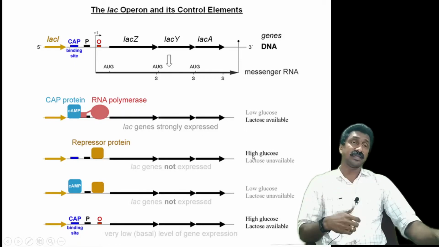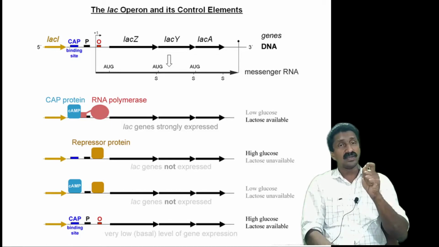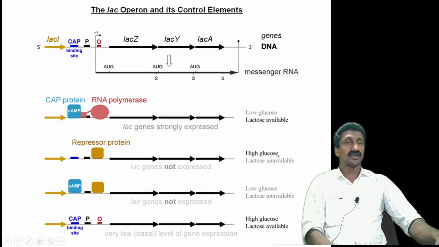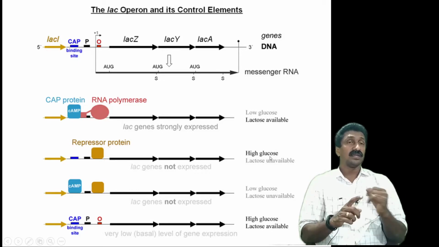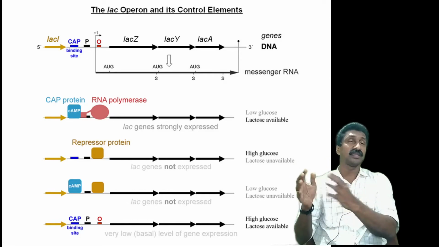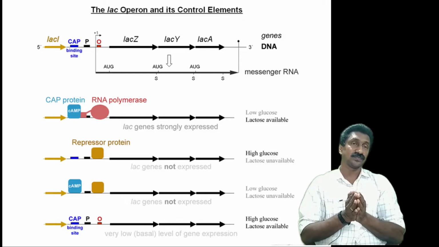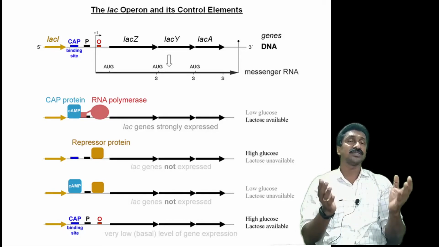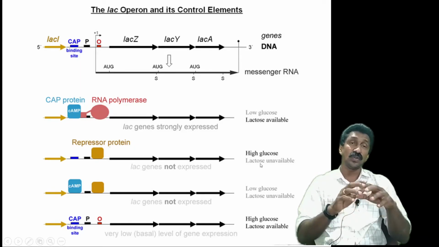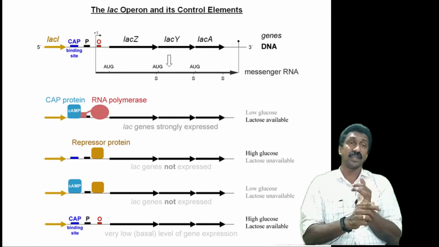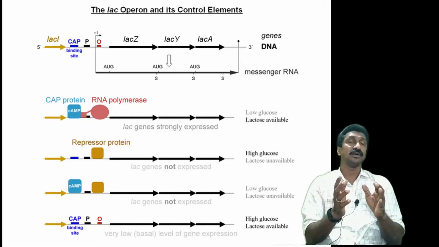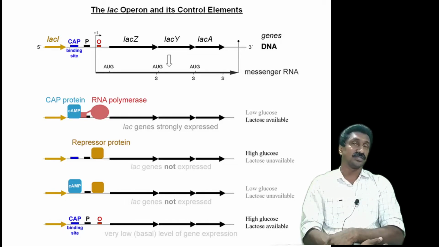Now take another case where there is high glucose present and lactose unavailable. In the presence of a high amount of glucose, there is no further need for degrading lactose or breaking down lactose to produce glucose. It is an unnecessary wastage of energy. Also, in the second condition, you may note that there is no lactose present at all. So in the absence of lactose and in the presence of a high amount of glucose, there is no reason for production of the concerned structural genes.